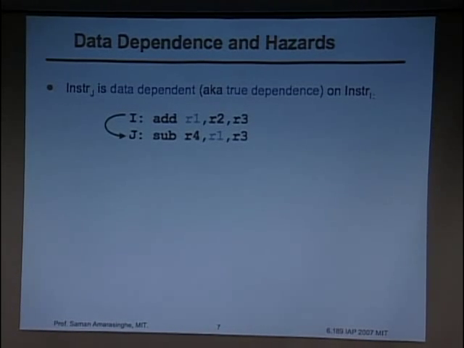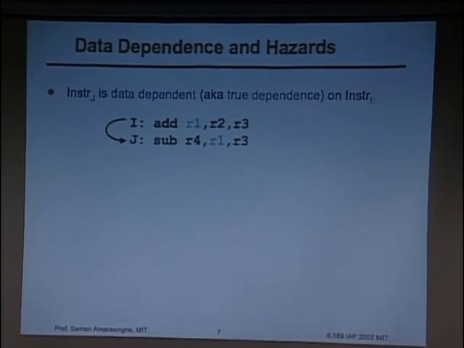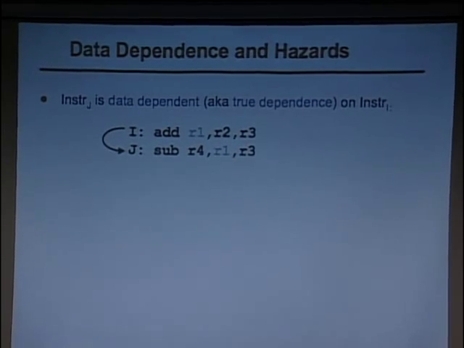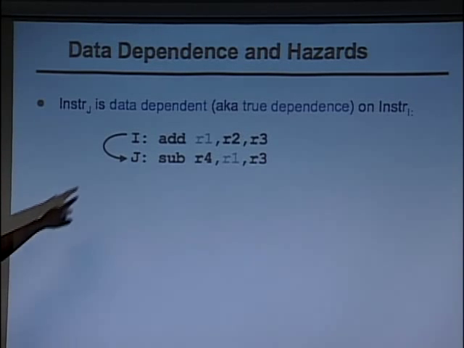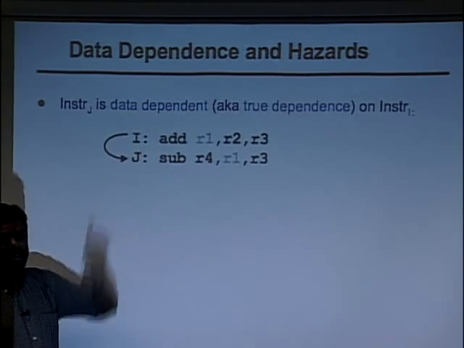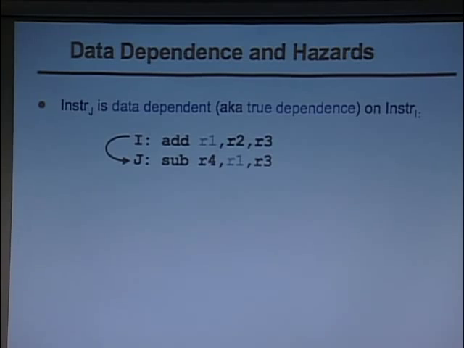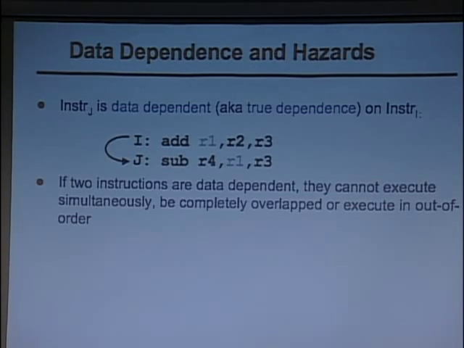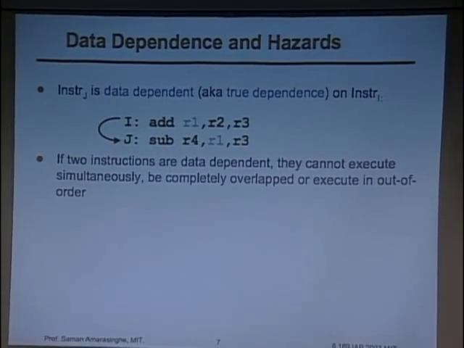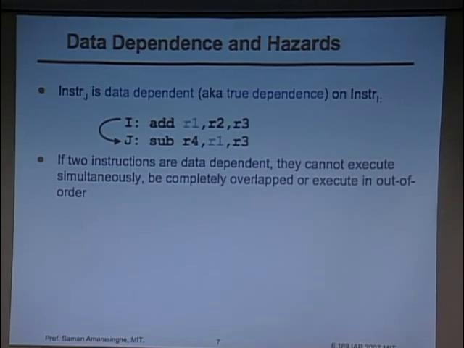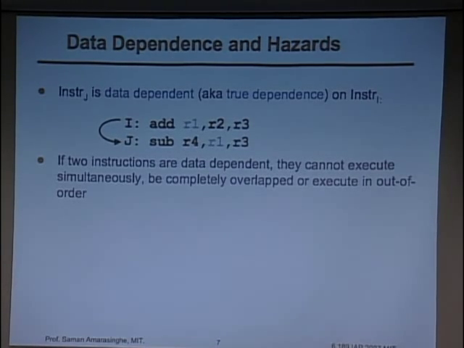The first thing a processor has to do is look for true data dependencies. A true data dependence says that this instruction is in fact using something produced by the previous instruction. This is important because if instructions are data dependent, they cannot be executed simultaneously, because you have to wait till the first one finishes to get the second. They cannot be completely overlapped, and you can't execute them out of order, because you have to make sure the data comes in before you actually use it.